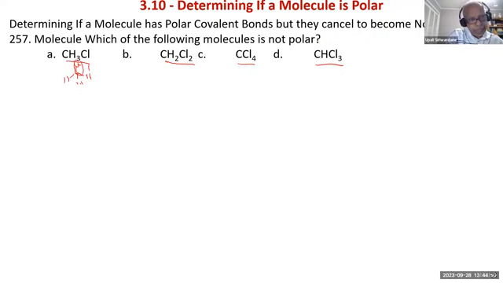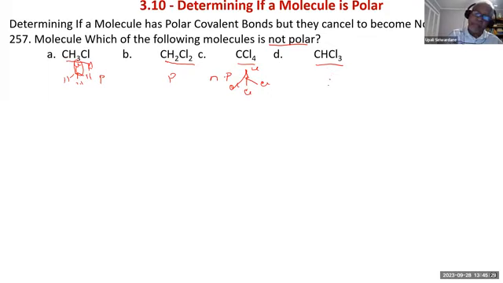There's a polar bond between carbon and chlorine. Therefore, it's polar. We are asking which is not polar. This is not the answer. This is also polar. We already talked about it. Carbon tetrachloride is a case where all the polar covalent bonds are arranged in a symmetrical arrangement. They cancel out. Therefore, this is non-polar.